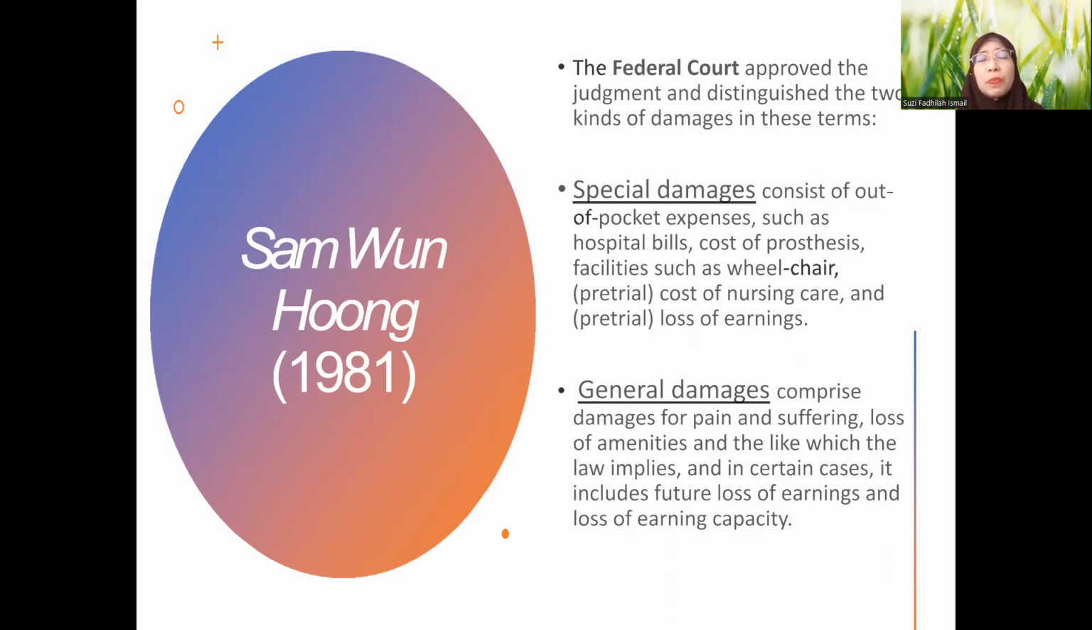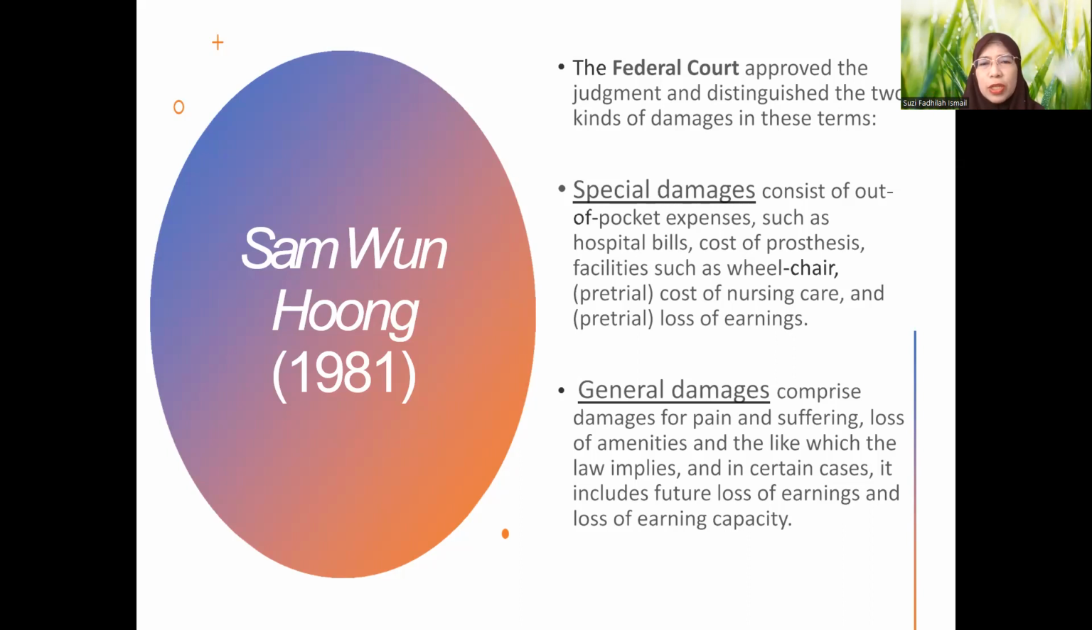In this case, the court said clearly, expressly, that special damages consist of out-of-pocket expenses. For example, a hospital bill, which you can really prove and quantify to an exact amount. Cost of prosthesis, artificial limb, facilities, wheelchair, or even cost of nursing care, loss of earning, all fall under special damages.